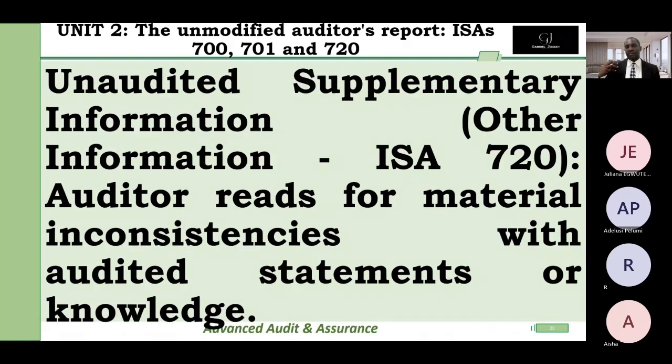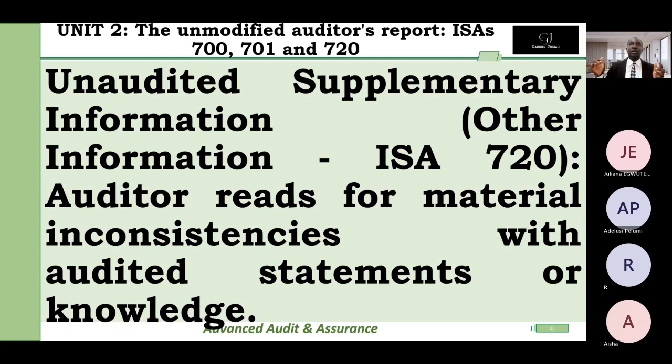Also, unaudited supplementary information other than ISA 720. Auditors read for material inconsistencies with audited statements or knowledge. Based on supplementary information provided, the auditors need to consistently ensure that the financial statements information and that of the discursive aspect, there are areas where you have accounting policies, they should marry, they should be consistent, and there should not be inconsistencies or dichotomy.